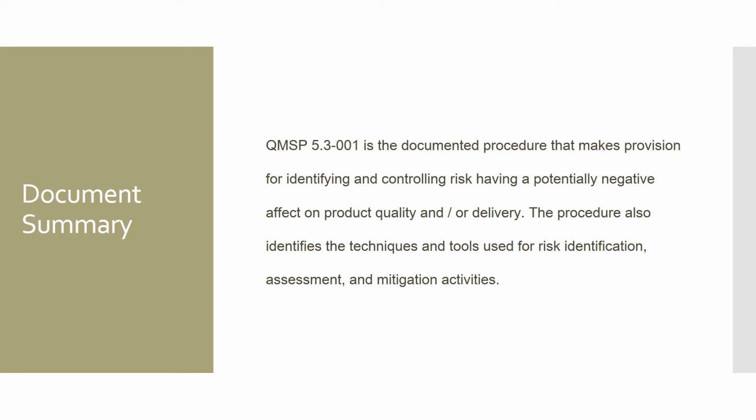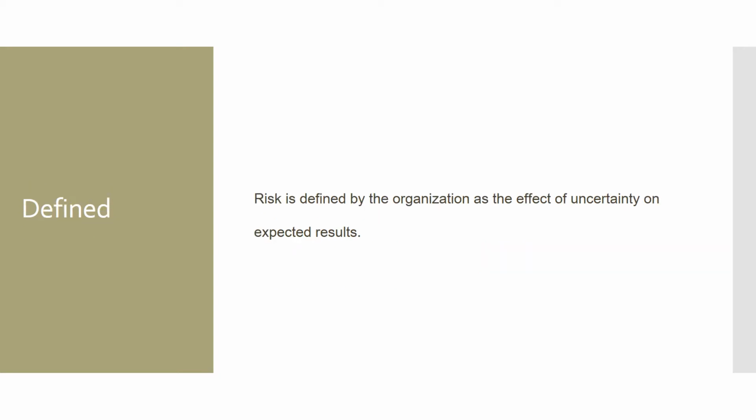5.3-001 is the documented procedure that makes provision for identifying and controlling risk having a potentially negative effect on product quality and/or product delivery. The procedure also identifies the techniques and tools used for risk identification, assessment, and mitigation activities. Risk is defined by the organization as the effect of uncertainty on expected results.